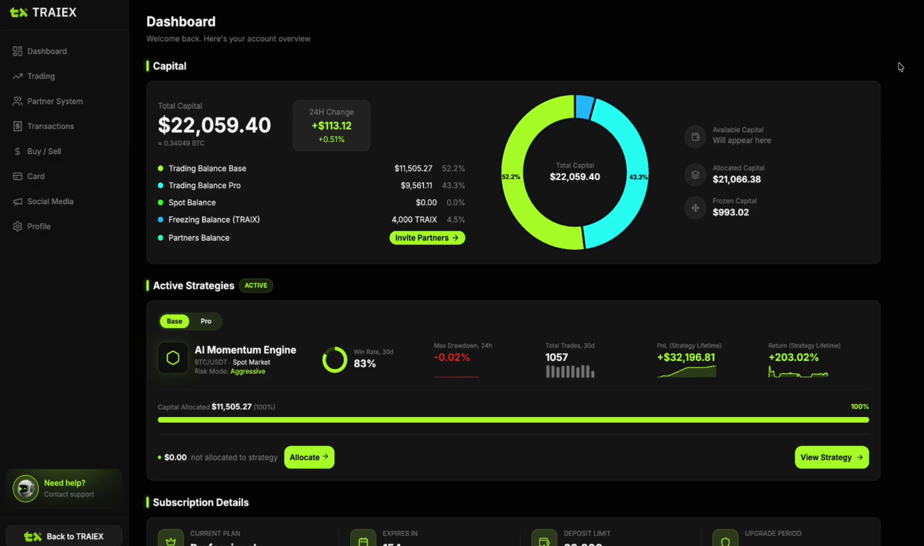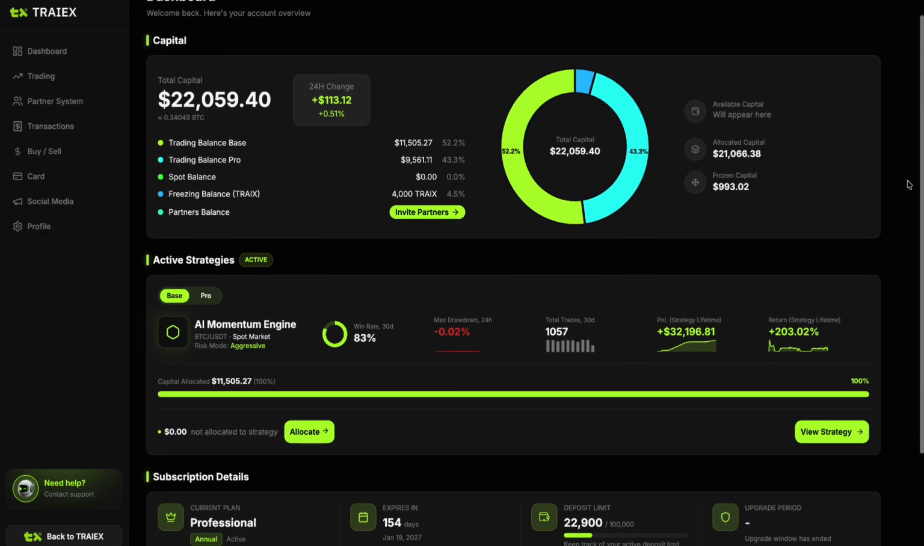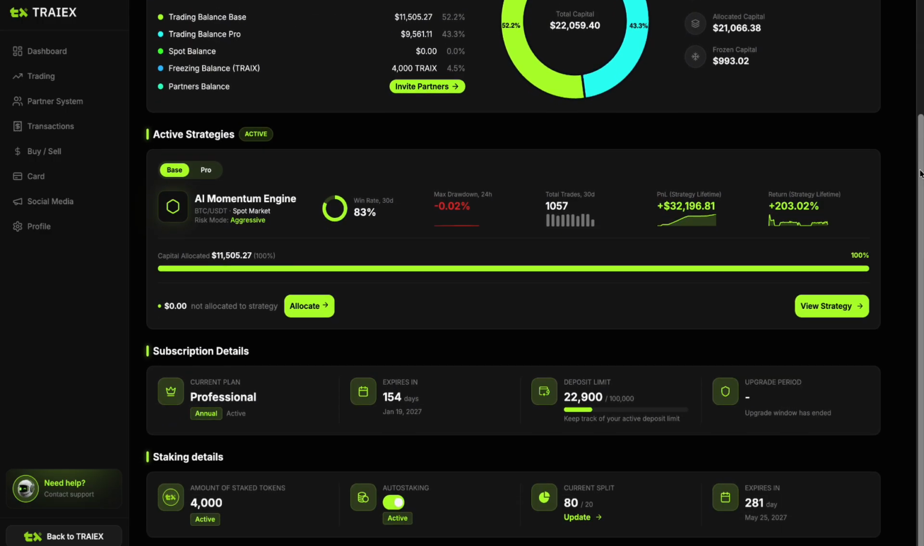This is the user's dashboard. Here you see the total capital and how it is distributed, how much is allocated to the base strategy, how much to Pro, how much remains in the spot wallet, and how much TRAIEX is frozen. The entire state of the account on one screen.